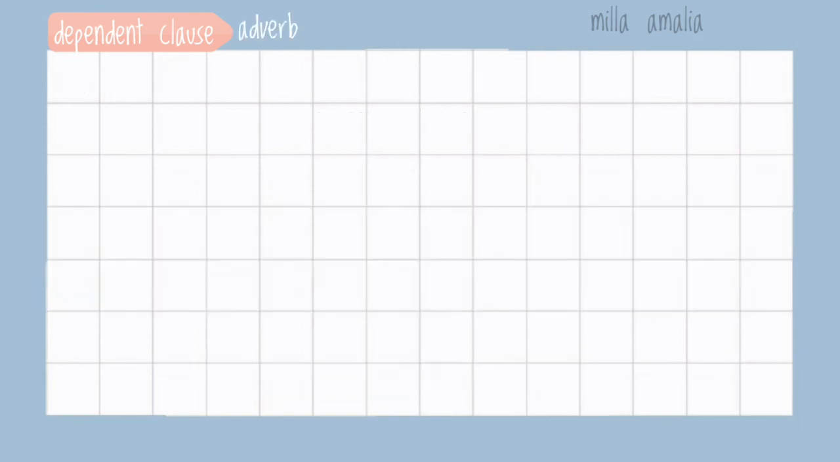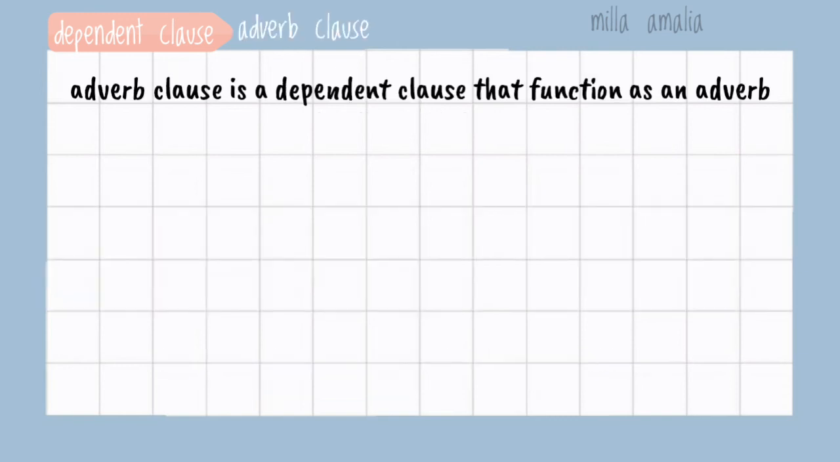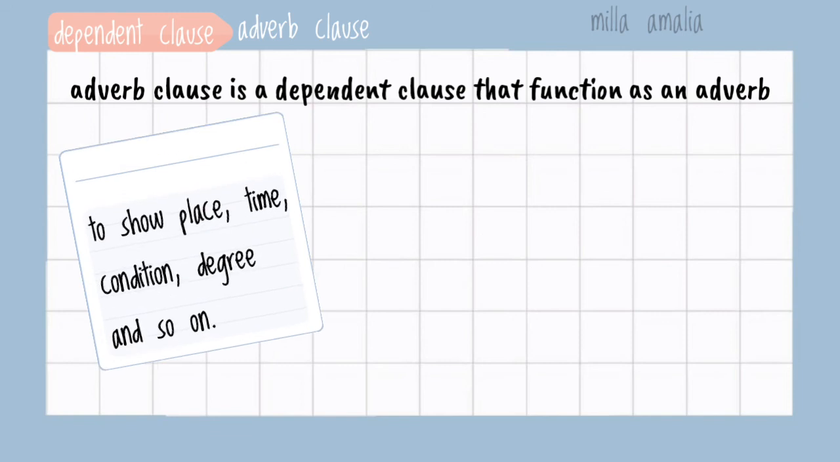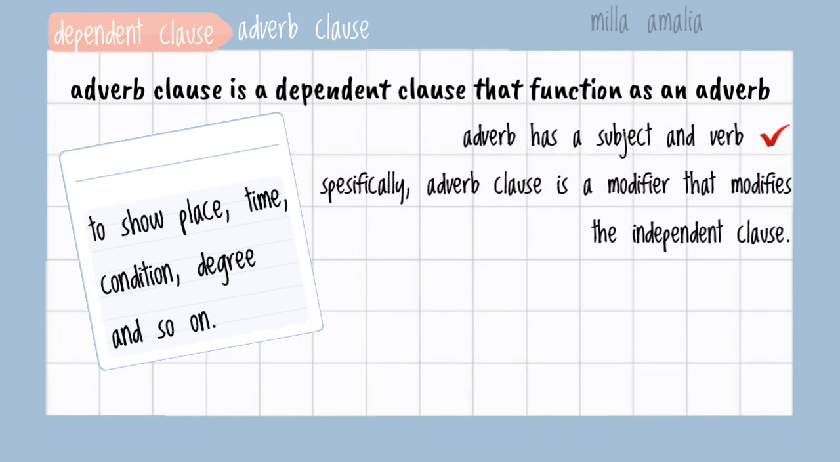And the last is adverb clause. An adverb clause is a dependent clause that functions as an adverb. Its role is to show place, time, condition, degree, and so on. Like all clauses, an adverb clause has a subject and verb. Specifically, an adverb clause is a modifier that modifies the independent clause.